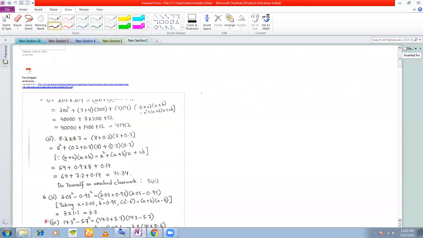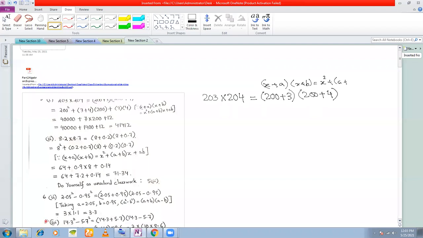Okay, so first one is, see, you have to multiply 203 into 204. How do you multiply these two? First of all, you can write 203 as 200 plus 3, and you can write 204 as 200 plus 4. Now you see, this is what form? (x + a) into (x + b), which you know is how much? x square plus (a + b) into x plus ab, right?